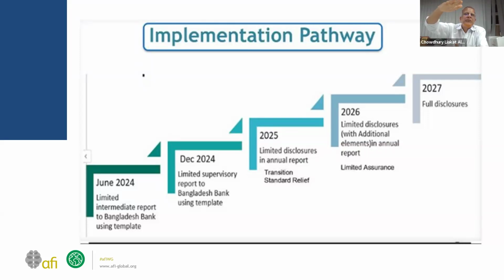From June 2024, banks and finance companies disclose this sort of information in their financial statements on a limited basis. And finally, in the year 2027, we fully adopt IFRS S1 and S2. Next slide, please.